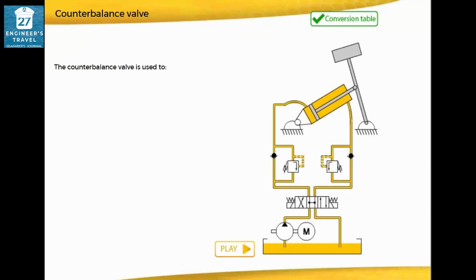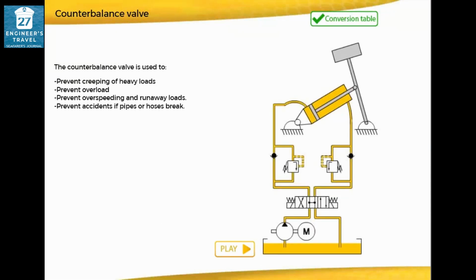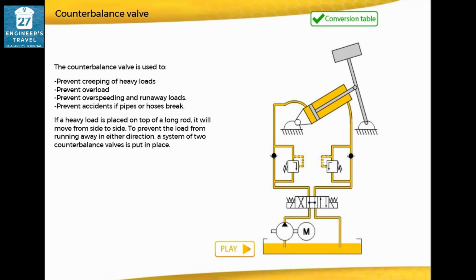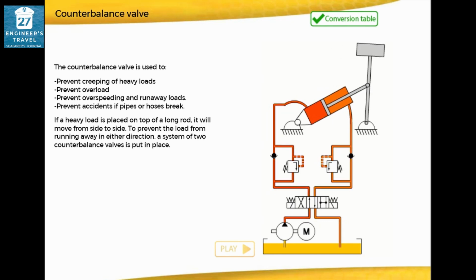The counterbalance valve is used to prevent creeping of heavy loads, prevent overload, prevent overspeeding and runaway loads, and prevent accidents if pipes or hoses break. If a heavy load is placed on top of a long rod, it will move from side to side. To prevent the load from running away in either direction, a system of 2 counterbalance valves is put in place.